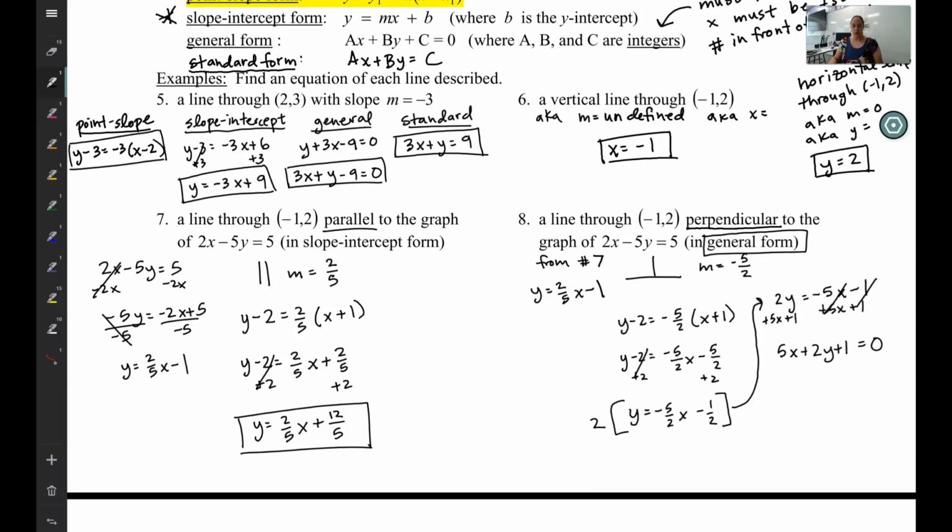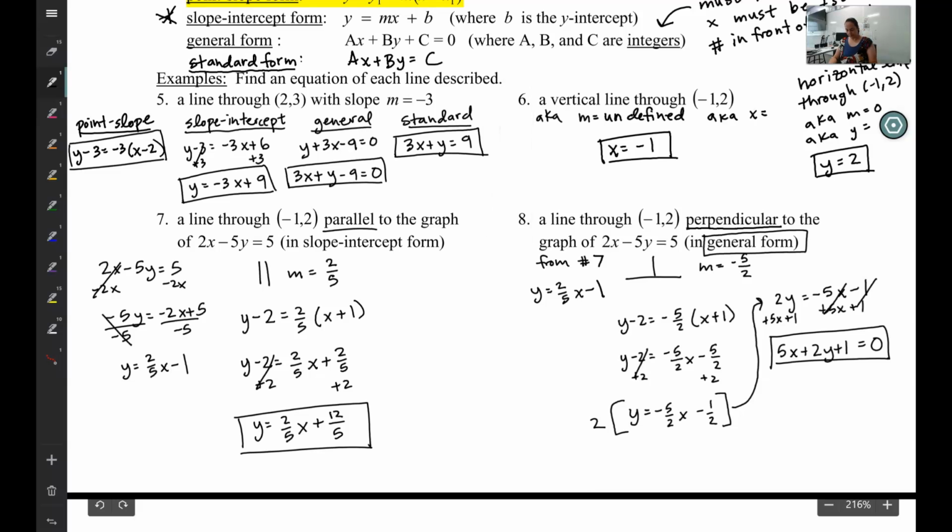Second part for general form, bring everything over to the one side. So I did that. So I got 5x plus 2y plus 1 equals 0. Let's double check for general form. No fractions. Check. X is first. Check. X is positive. Check. So we are good to go.